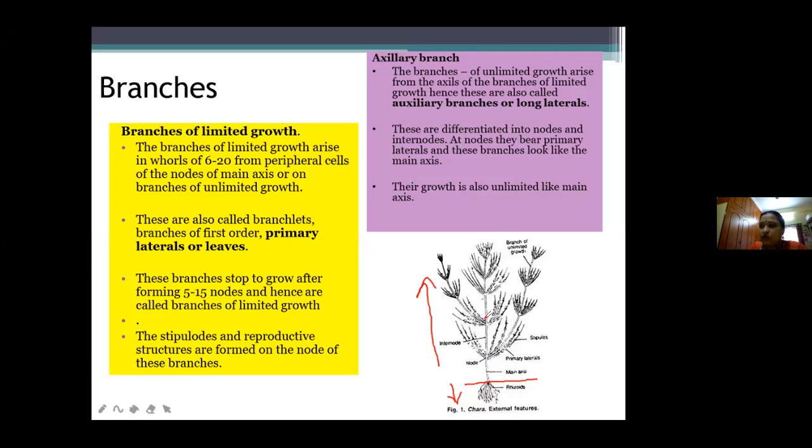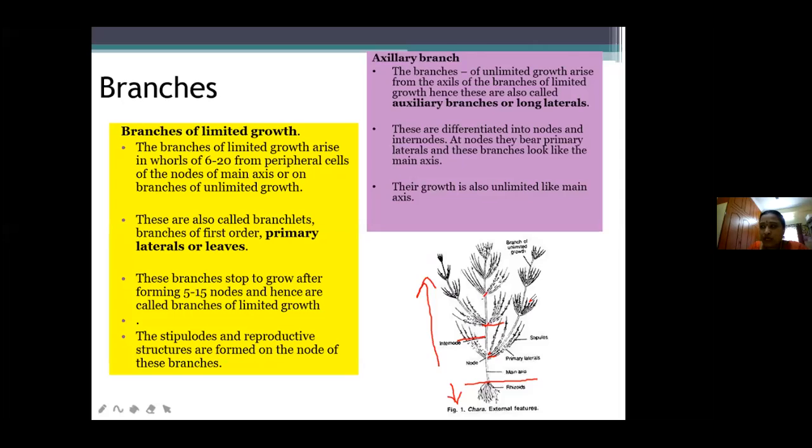In this axis there are nodes and internodes. See here, girls, this part is called the node, this part is a node, and this part is a node. In between the nodes is called the internode. Internodes are present between the nodes. And these branches are called the laterals.